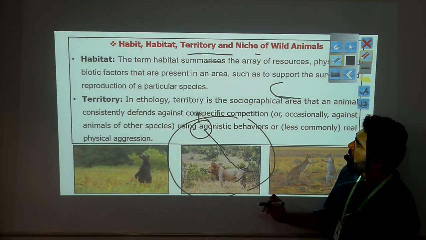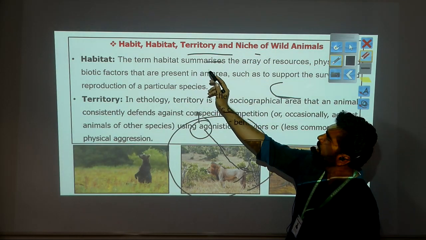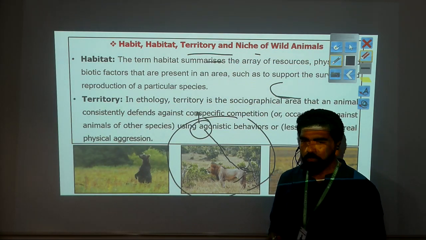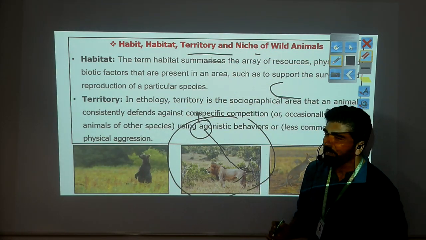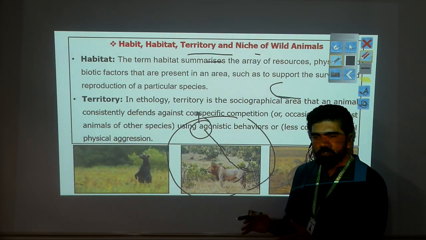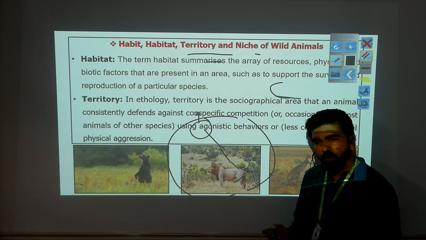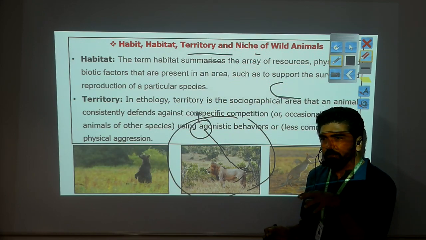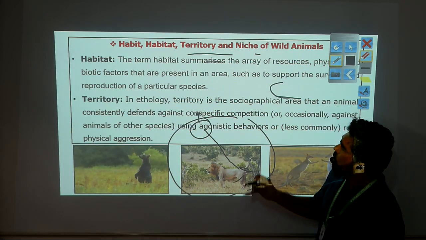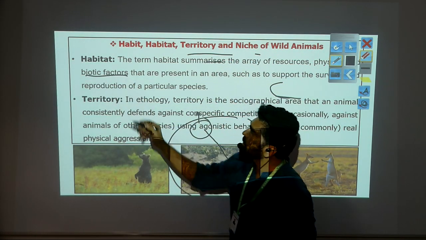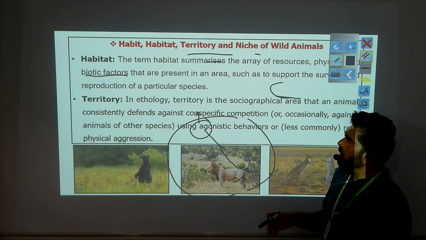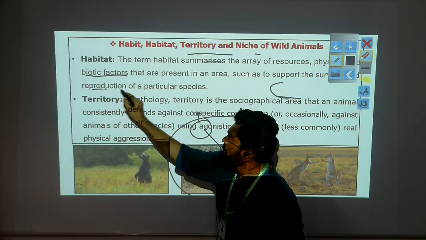Then next, the habitat, territory and the niche of the wildlife animal. Here we are now going to clarify the habitat. Habitat is a term where we summarize the resources which are utilized by the organisms living over there. Not only the animals, but also the plants. So these are the biotic factors. They not only utilize all this material, but they also reproduce over there.